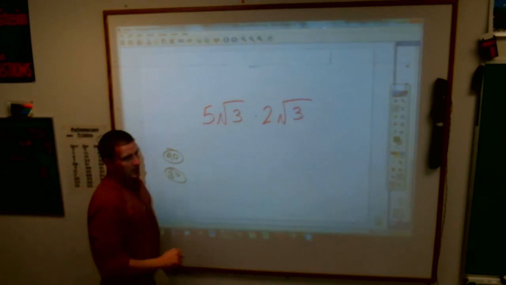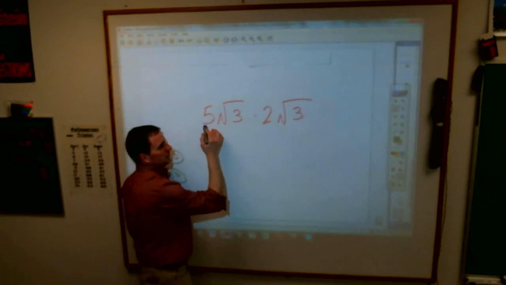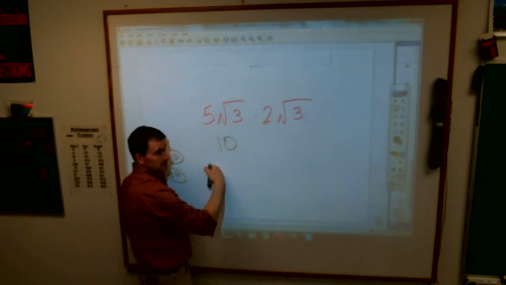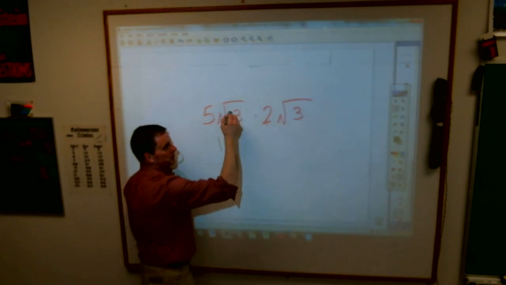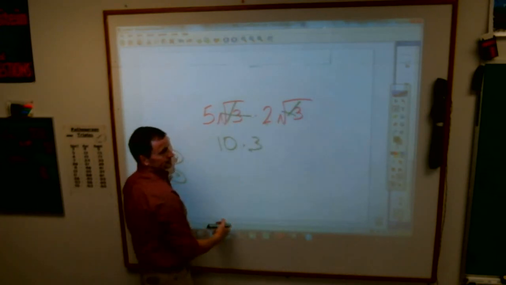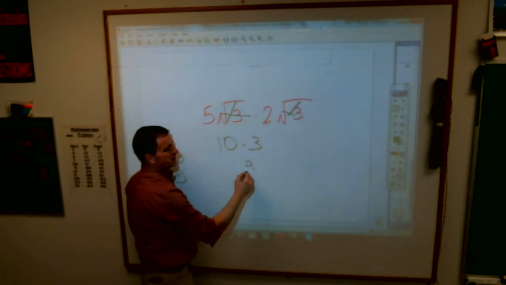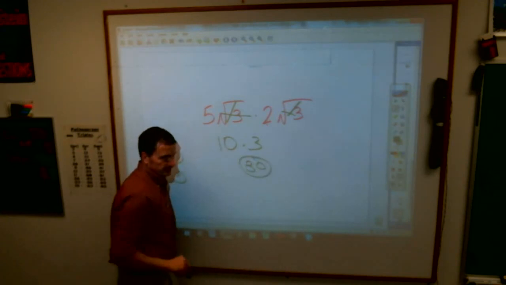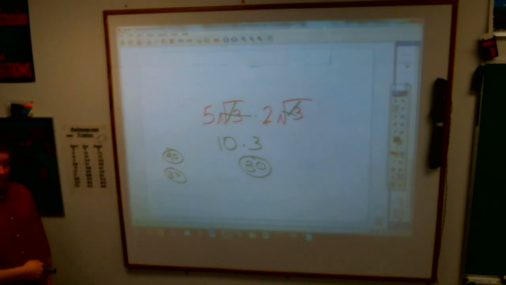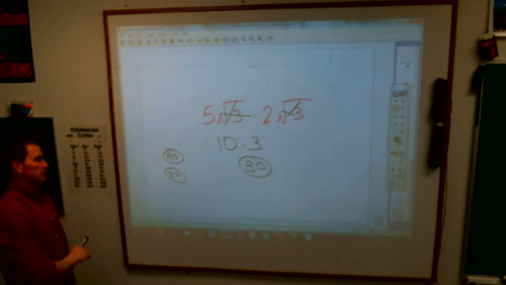Let's see what happened here, Riley. You've got a normal 5 and a normal 2. That gives you a normal 10. And 2 square roots of 3 cross off and you get a normal 3. 3 times 10 is 30. And that's why it's probably good not to try to do a lot of this in your head, because you just get confused as to what square roots broke out and aren't there.